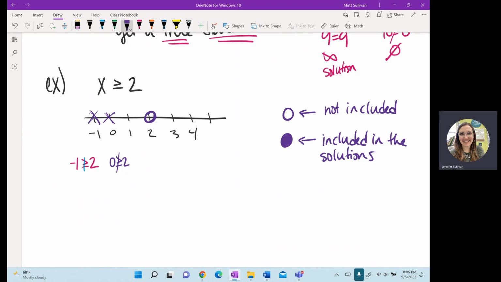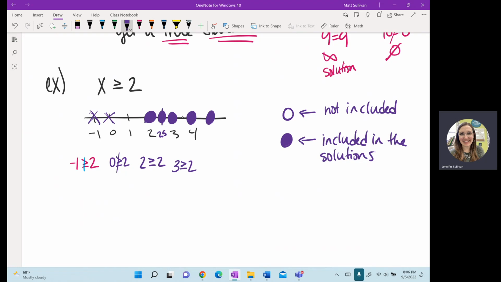Okay. Now, is 2 greater than or equal to 2? Yes, it is. Because the equal sign is there, we get to include 2 in my solutions. Well, how about 3? Is 3 greater than or equal to 2? Yep, it sure is. 4 and every number bigger than this. But if I leave my answers just like this, what do I do with, say, the number 2.5? Is 2.5 greater than or equal to 2? Yep, it sure is. So that needs to be included.